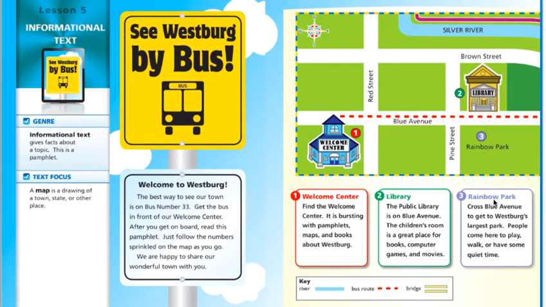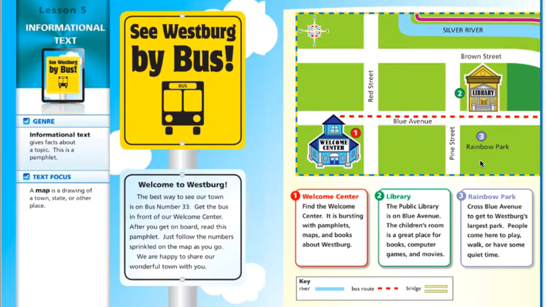Let's look at number 3. It's in kind of like a purple rainbow park. Once again, everything matches up. Rainbow Park. Cross Blue Avenue to get to Westburg's largest park. People come here to play, walk, or have some quiet time. So once again, we are staying on this route, this bus route. Went from the Welcome Center to the library and stopped at Rainbow Park.